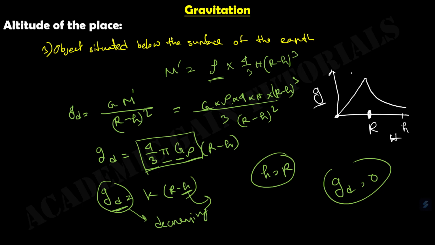So this graph actually represents the altitude of the place for the cases. This is the straight line, and this is decreasing exponentially from the surface of the earth. So our gravitational acceleration works according to this graph. I hope you understand the impact of the altitude of the place on the gravitational acceleration.